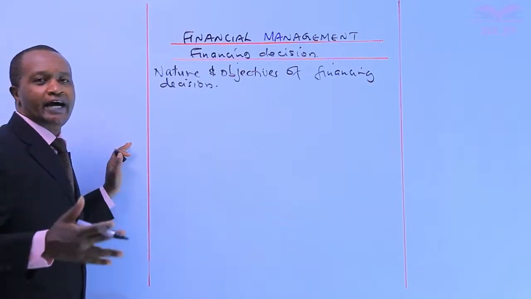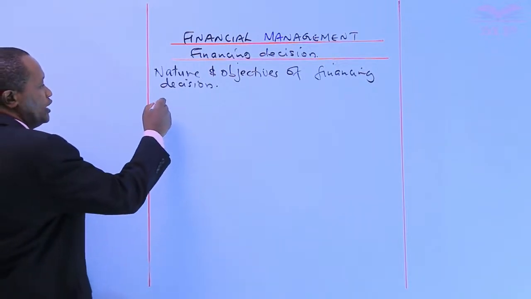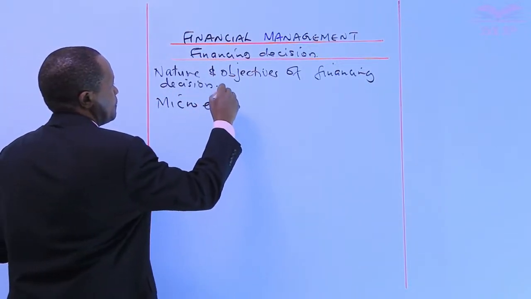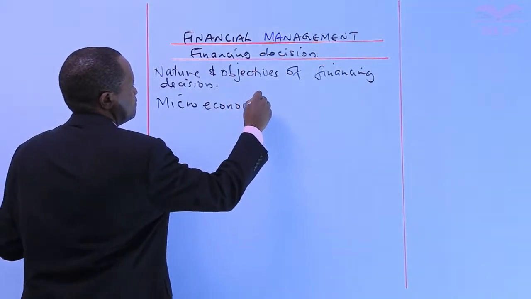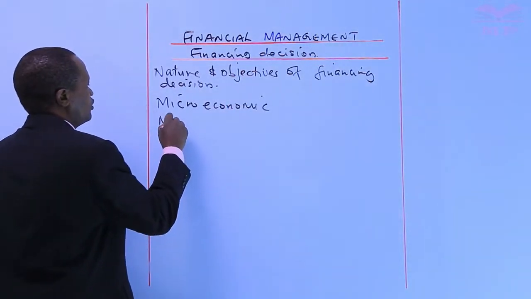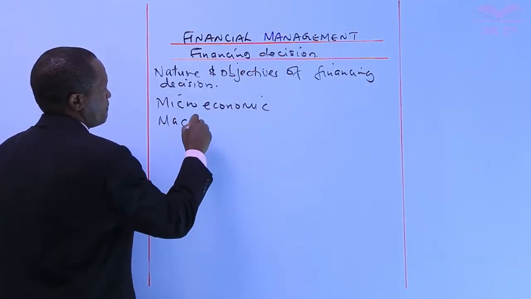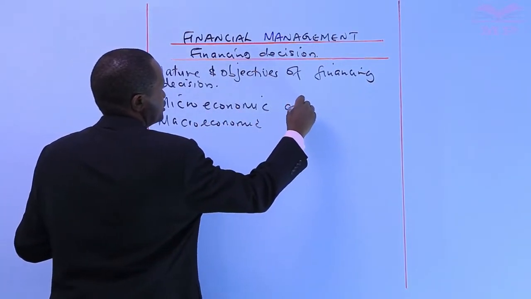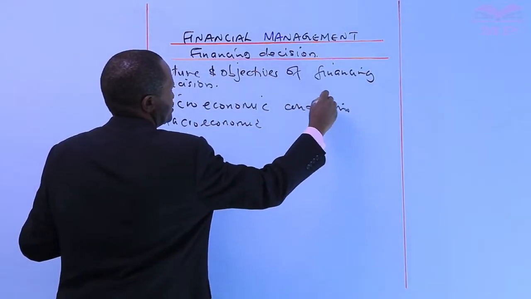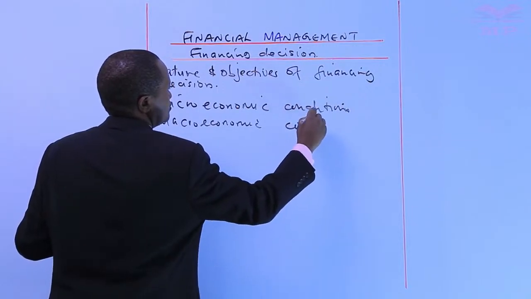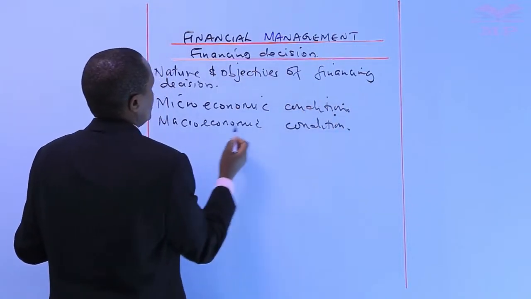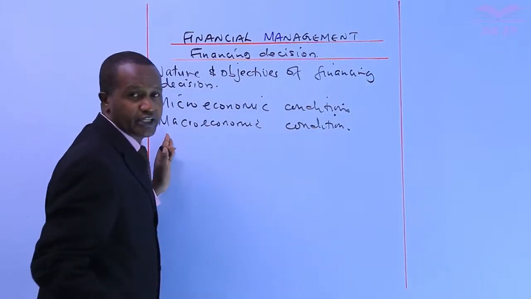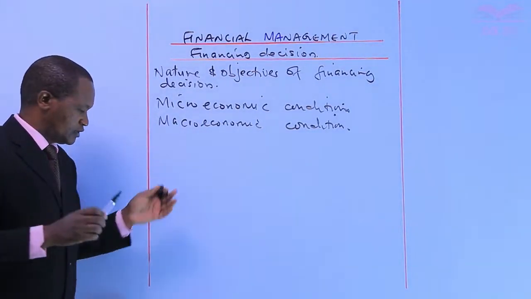Macro and micro. Microeconomic and macroeconomic conditions or factors. Microeconomic conditions, macroeconomic conditions.